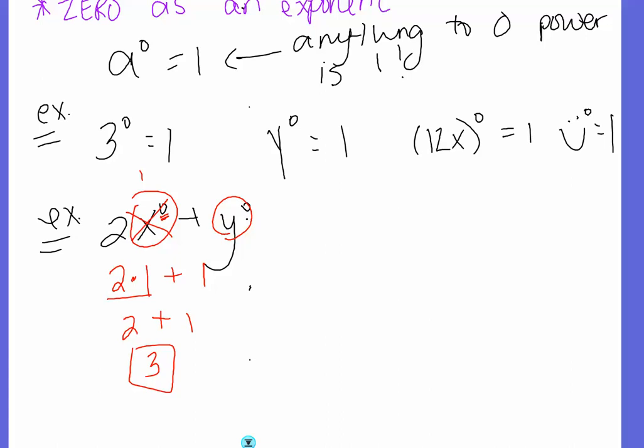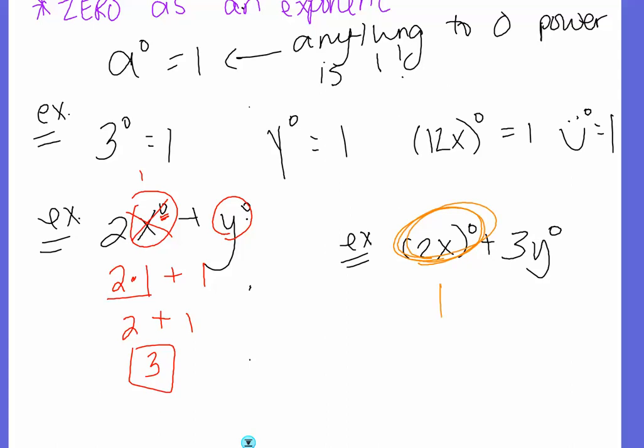All right, so now you try this one: 2x to the 0 power plus 3y to the 0 power. Try this one. Maybe pause it and see if you can figure it out before I explain it. So hopefully you got 4. Because all of this is being raised to the 0 power, so all of this equals 1. And then y is being raised to the 0 power, so that equals 1. So now that's plus 3 times 1. And 3 times 1 is 3, and 3 plus 1 is 4.